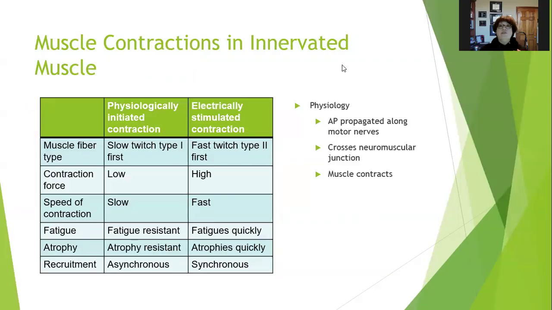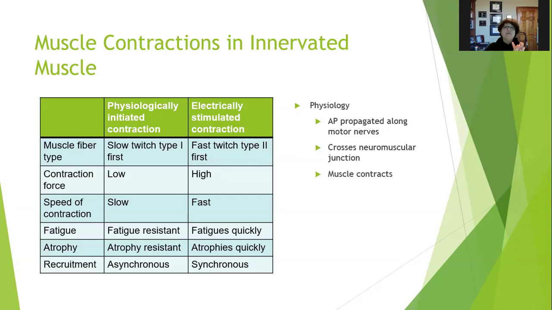So just to review the muscle strengthening in innervated muscle. We're stimulating the nerve to create the muscle contraction. So the action potential is propagated along motor nerves. It crosses the neuromuscular junction. The muscle contracts. So with a physiologically initiated contraction, our normal muscle contractions, the slow twitch type 1 muscle fibers are activated first with a low contraction force and a slow speed of contraction. It's fatigue resistant because the nervous system chooses only the muscle fibers it needs and no more. It's atrophy resistant because, again, only the muscle fibers you need and no more. And the recruitment is asynchronous. It doesn't recruit all the muscle fibers at once. It just recruits the ones it needs.